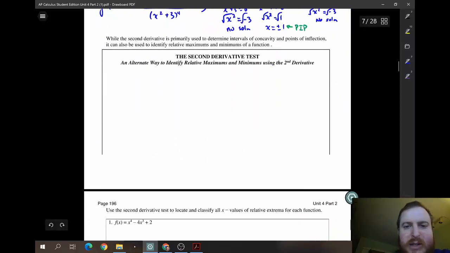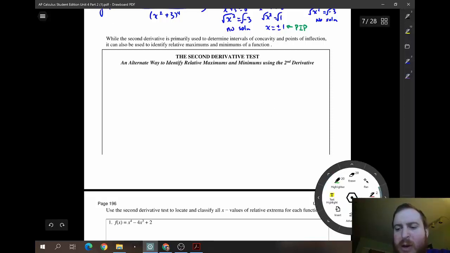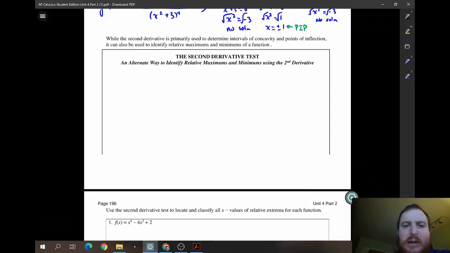Now, there is one more test. This is a very rare test. I almost never use this test. It's something we'll learn about right now. The only time I ever use this test is if the AP test literally asks me to use the second derivative test, or there's a rare situation where you might be given the second derivative and not the first derivative. In that case, we might need to use the second derivative test. It's actually an alternate way to find relative maximums and minimums, but you use the second derivative instead.